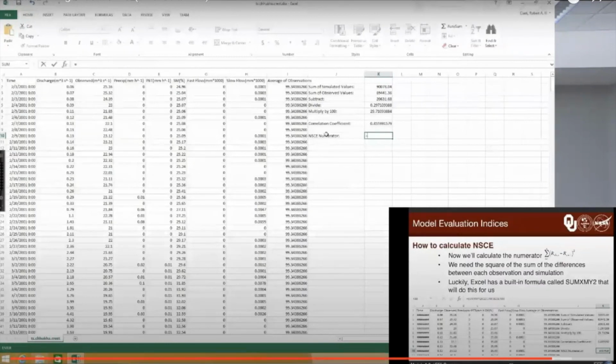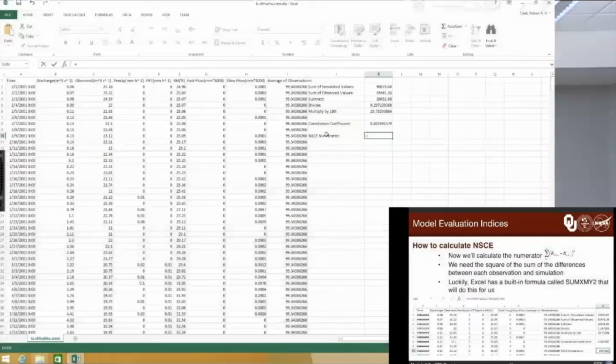a little complex, but all you need to know is that the way Excel does this is with something called SUMXMY2, and you can see it autofills.